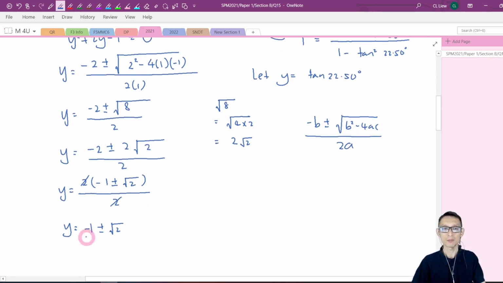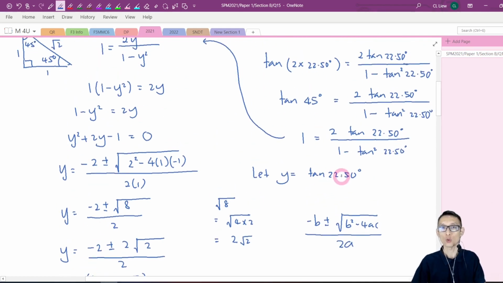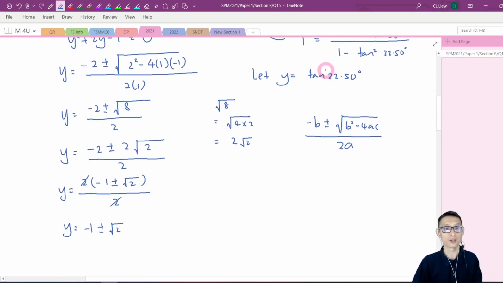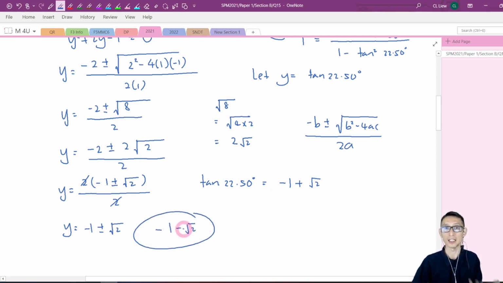Now, can we accept both plus or minus? Try to think. This is 22.5 degrees, right? So we know that the answer must be positive. Therefore, tangent 22.5 degrees is equal to negative 1 plus square root of 2. So we ignore negative 1 minus square root of 2, because it will give us a negative answer. We know that this is the first quadrant, all positive, right? So we take the positive one. Okay, this is the answer for part C.